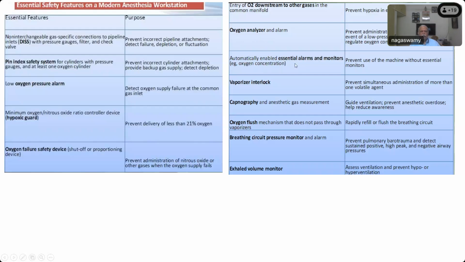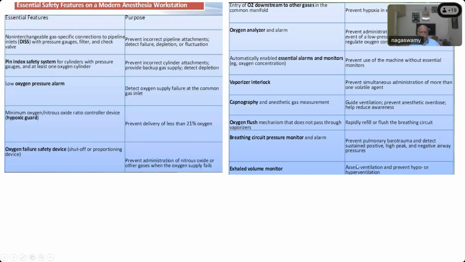And there are automatically enabled essential alarms and monitors. Vaporizer interlock. This is the selector switch. Then capnography and anesthetic gas measurement. Exhaled gas measurement is available in most anesthesia workstations. An oxygen flush mechanism, which will not harm or cause barotrauma. That way it has been designed. And breathing circuit pressure monitor. Airway pressure monitors are available, which will detect high peak and negative airway pressure.